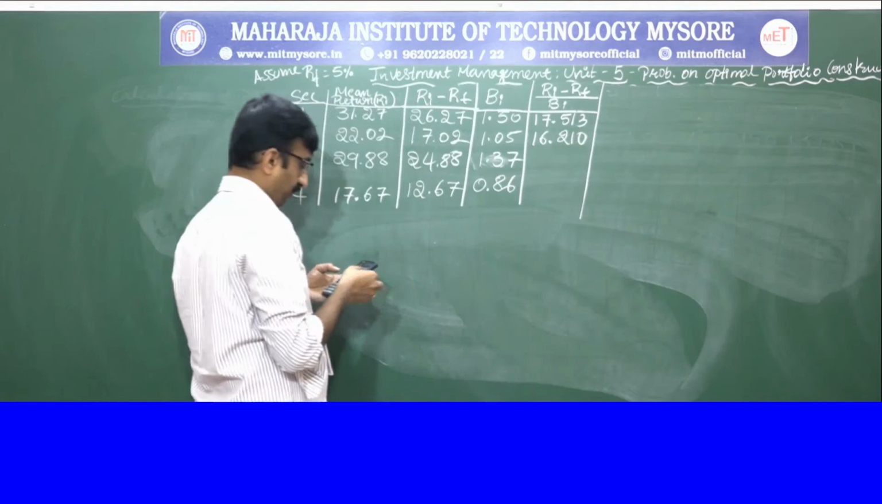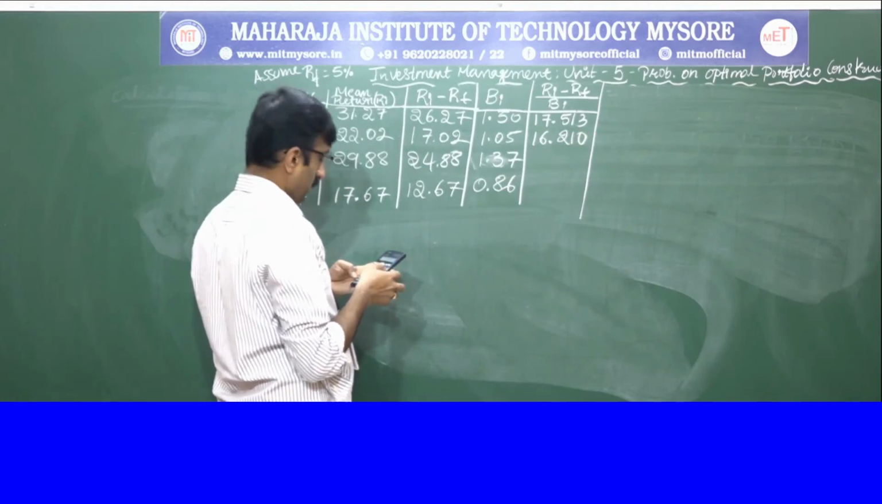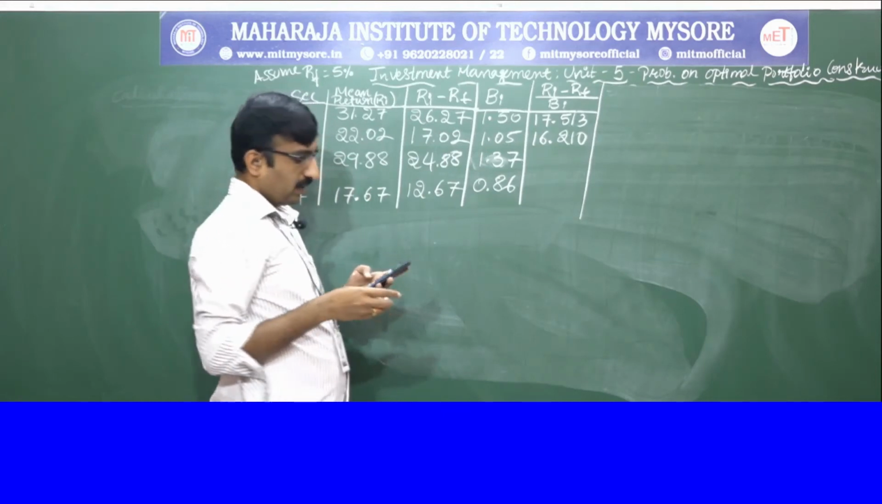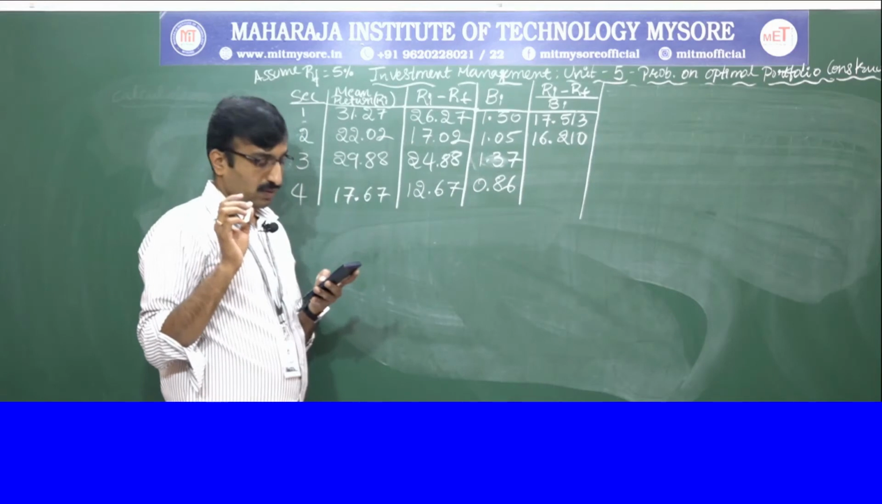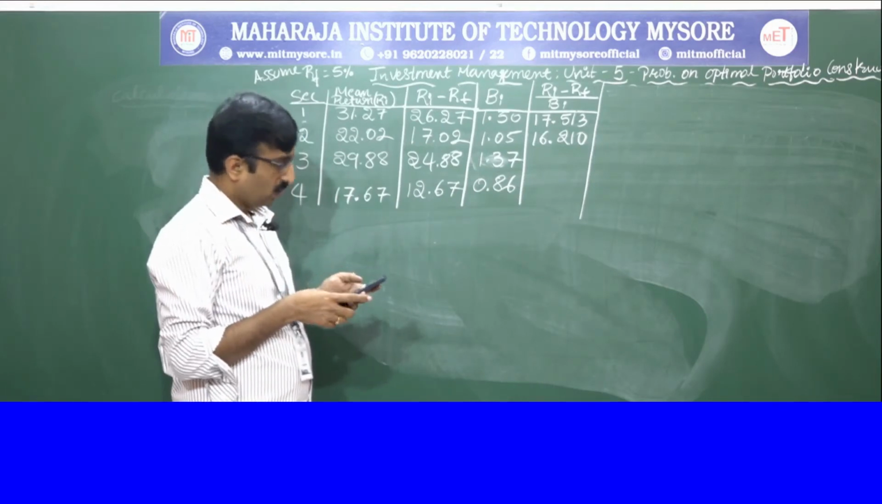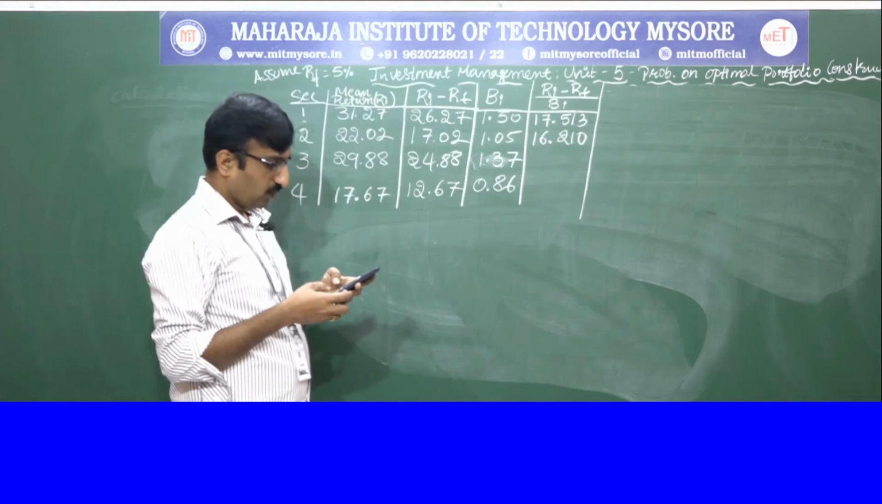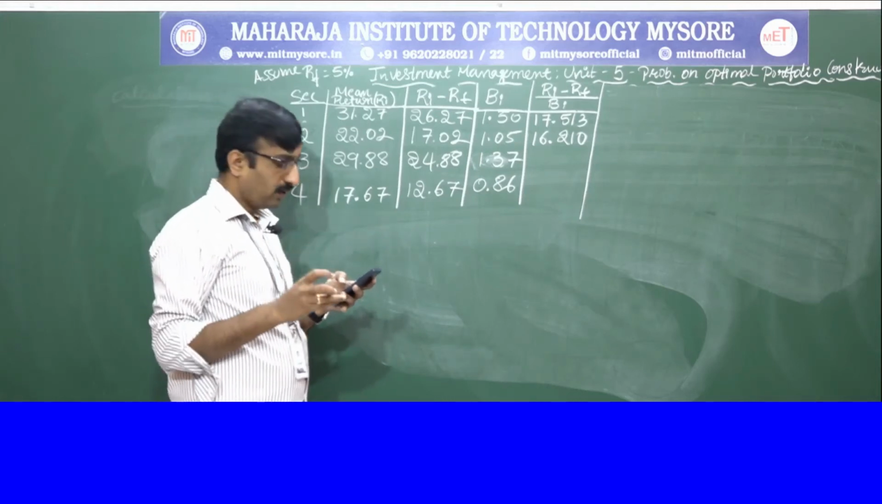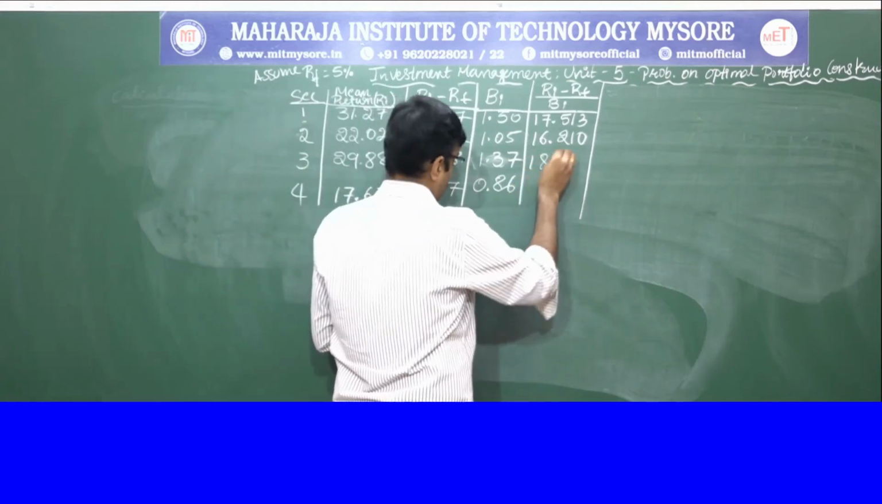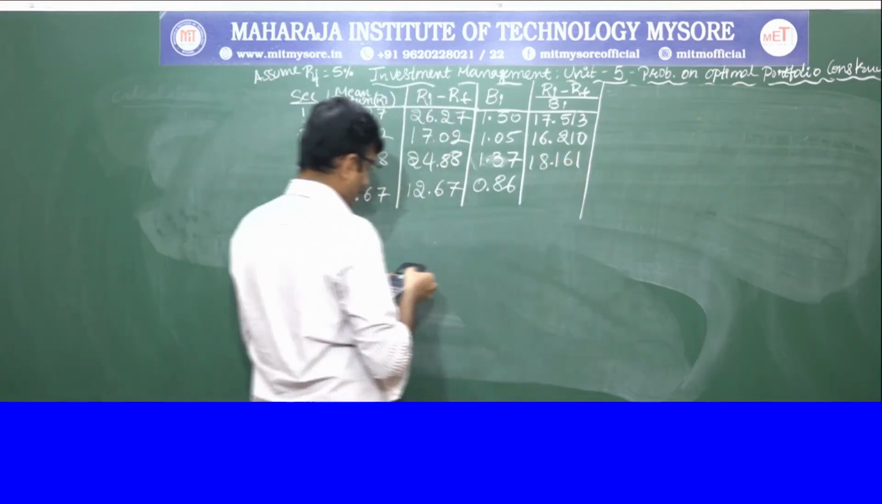16.210. Next, 24.88 divided by 1.37. If you do, you will get 18.161 approximately. You can take it as 18.161.